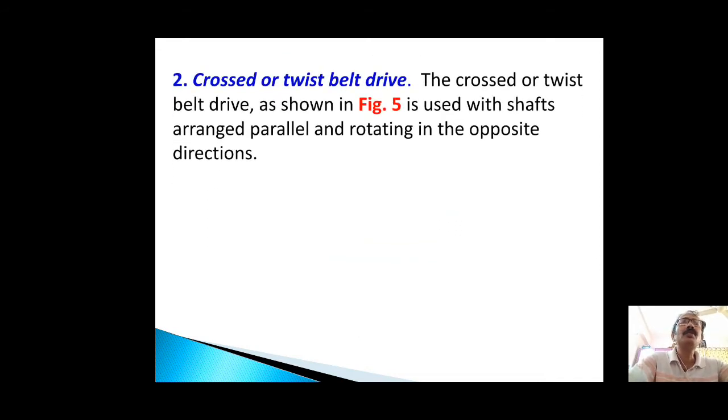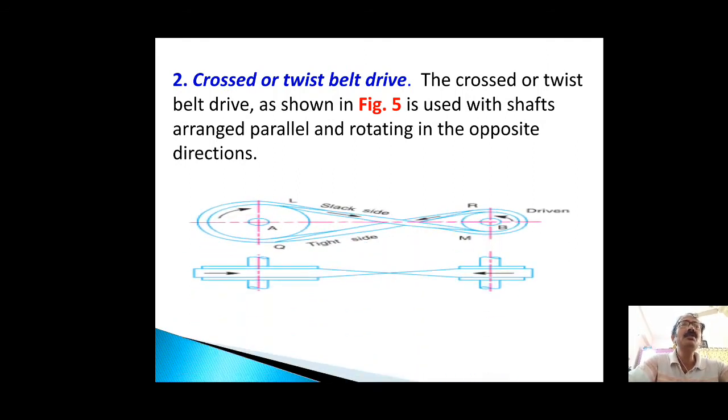Now, the cross or twist belt drive. The cross or twist belt drive, as shown in figure 5, is used with shafts arranged parallel and rotating in the opposite direction. When the pulleys are rotating in the opposite direction, this cross or twist belt drive is used. In this case it will generate more friction and more power will be transmitted.